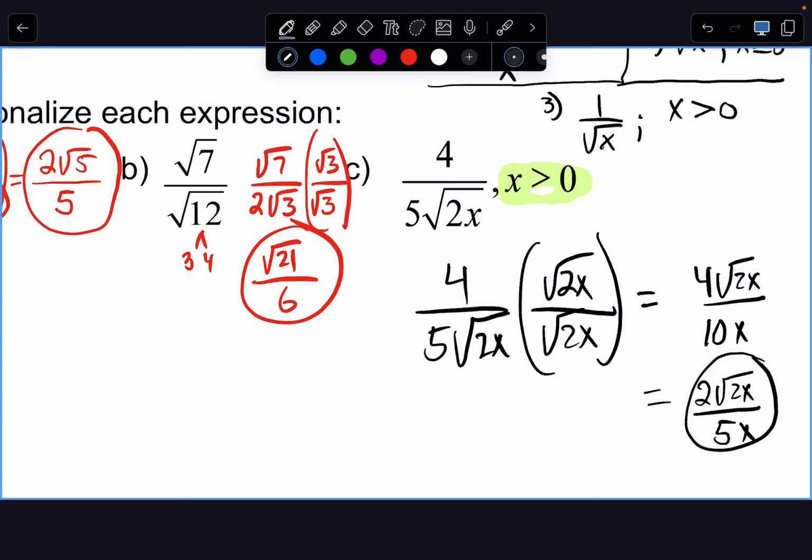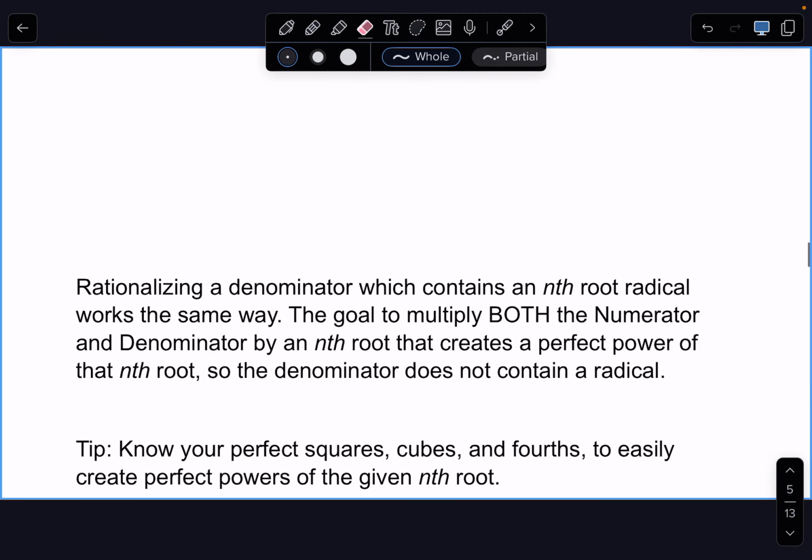For those of you that are saying, how did this man get 10? Guys, you have 5 times 1, which is 5. And what's square root of 2x times square root of 2x? 2x times 5 is 10x. And then I reduced by dividing 2 to both top and bottom, to the numerator and denominator. Does that make sense?